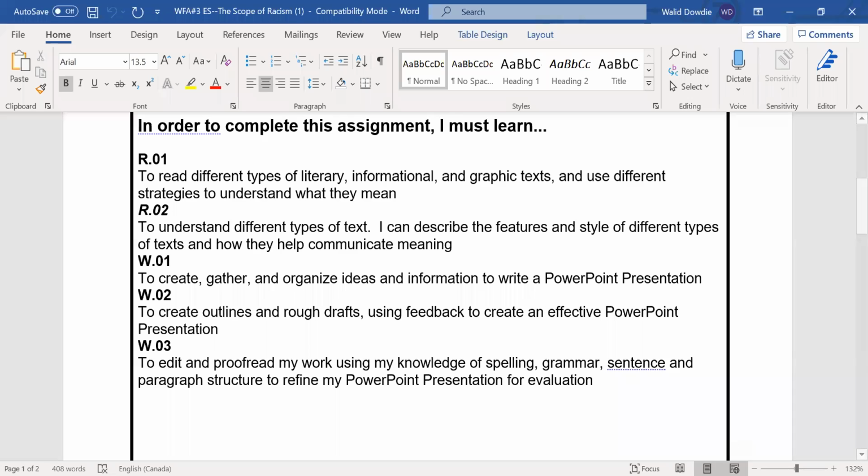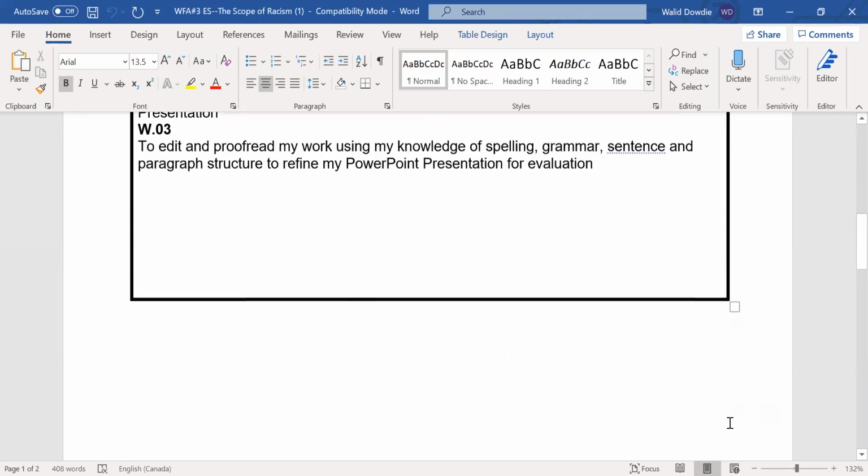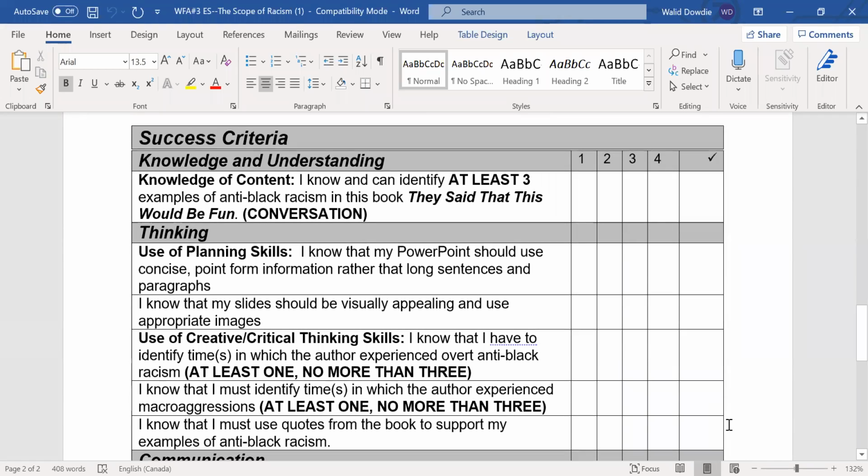Here are the strategies. So we're learning how to read different texts and interpret information, how to get information for a proper presentation, how to edit it using proper sentences, spelling and grammar in order to convey information that's clear. All right. Breaking down the assignment into its steps.